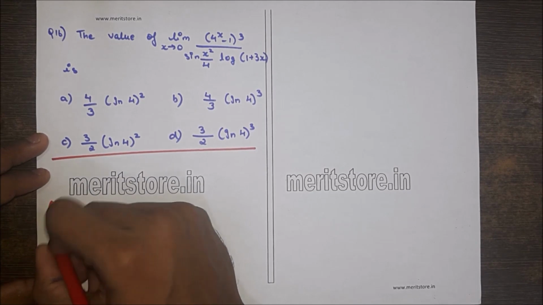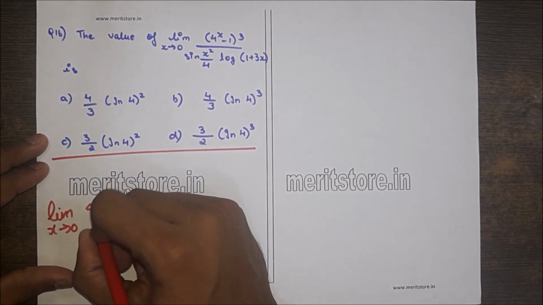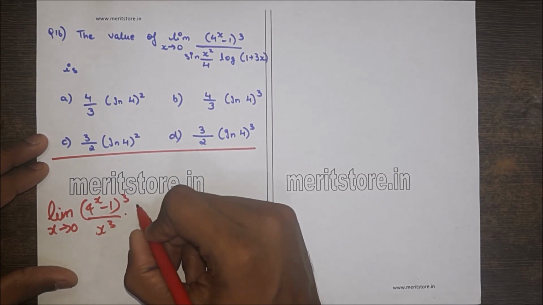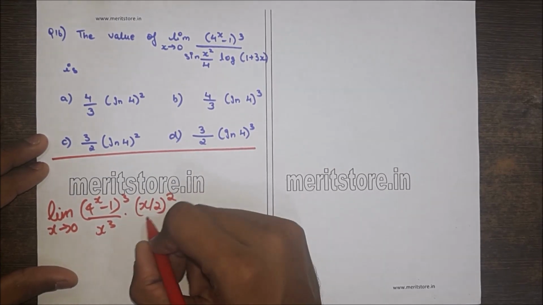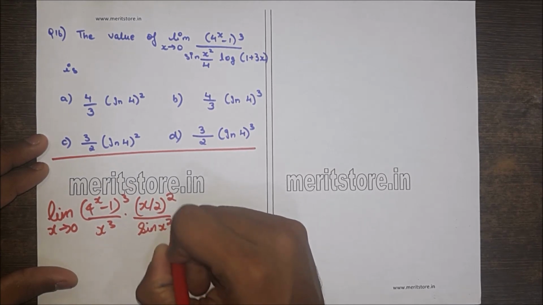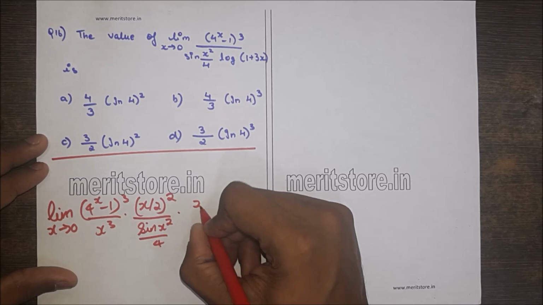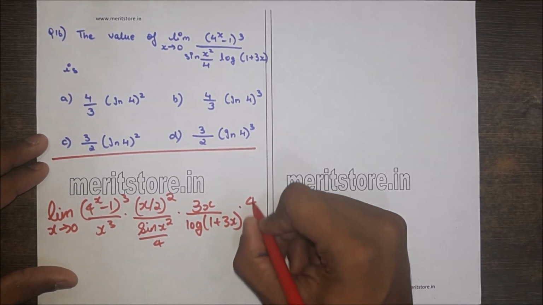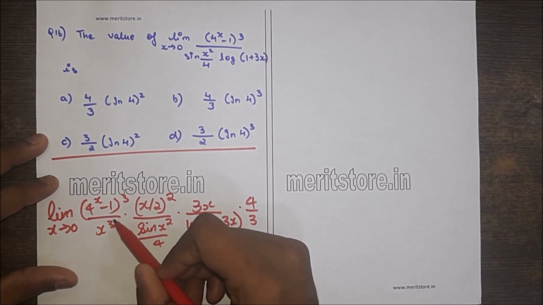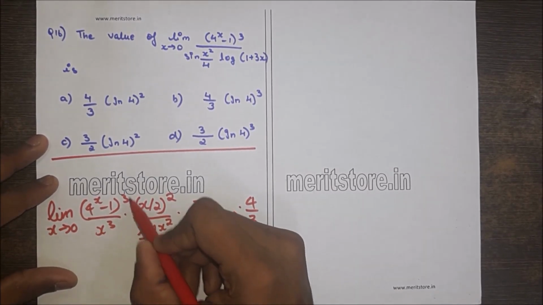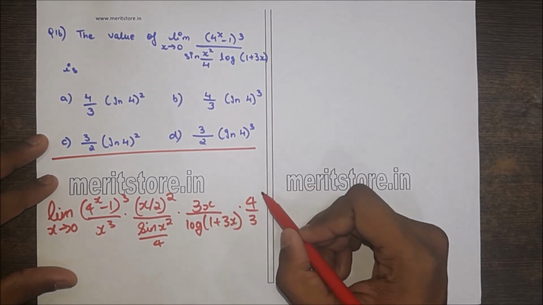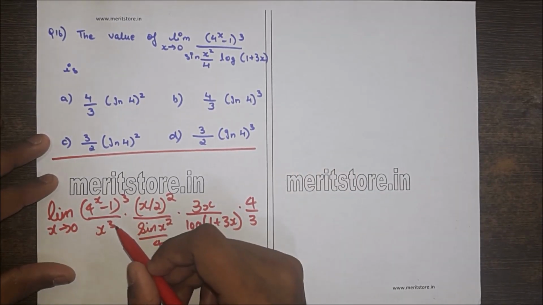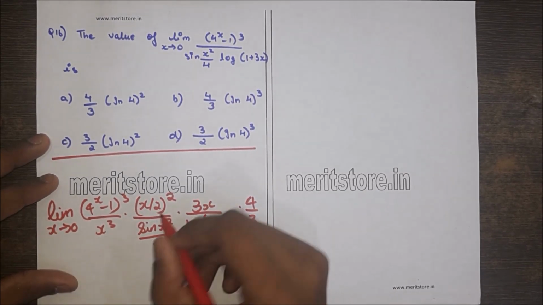We therefore write limit of x tends to 0, 4 raised to x minus 1 the whole cube by x cube into x by 2 the whole square upon sin x square by 4 into 3x by log of 1 plus 3x into 4 by 3. As you can see, the numerator and the denominator both have the same powers, like cube, square, raised to 1 and raised to 0. Now it is easier to solve, as when you apply the limits, the terms will be solved very easily.